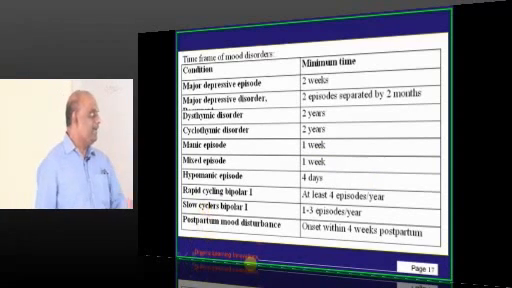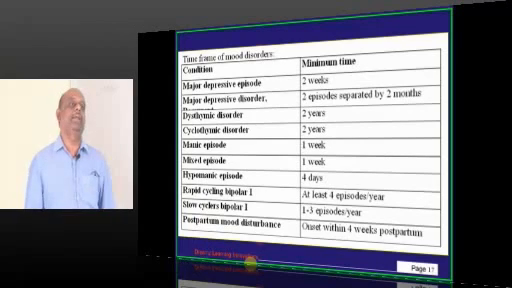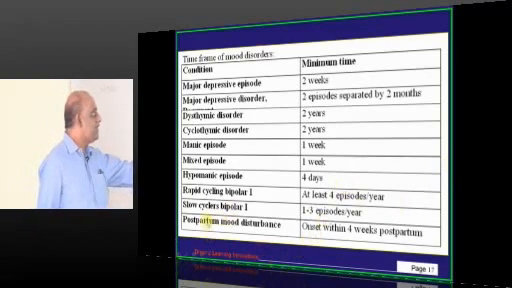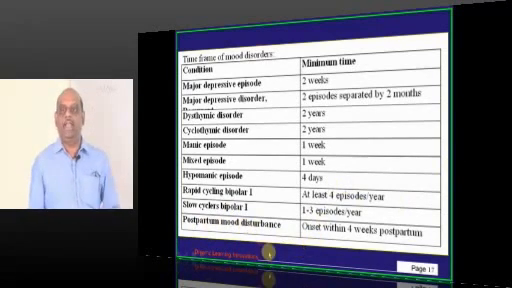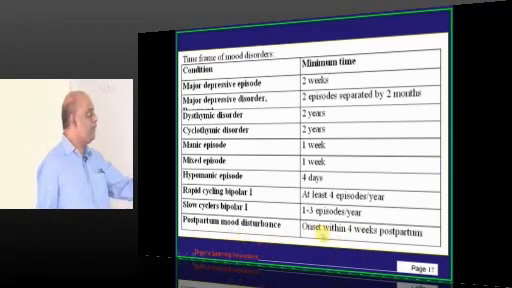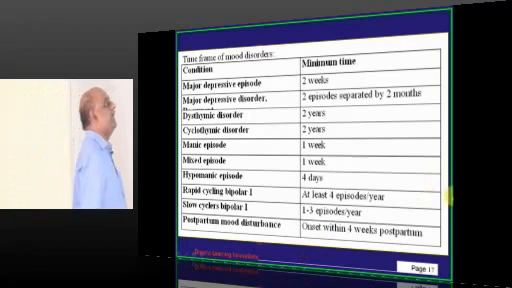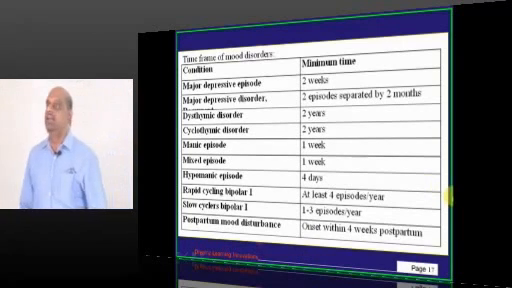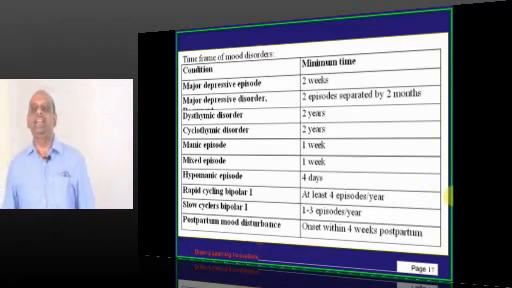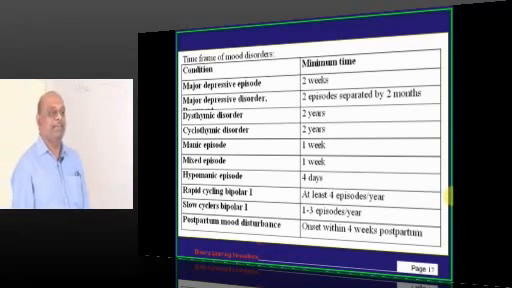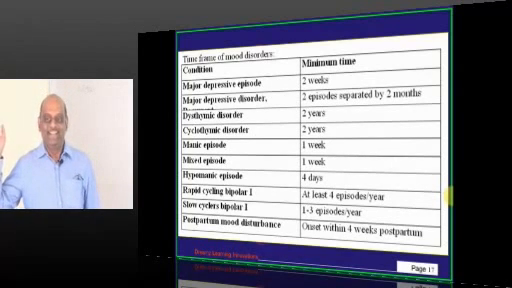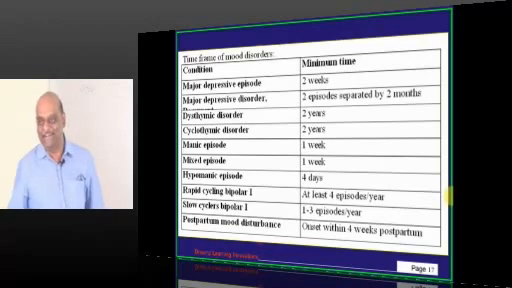Then rapid cycler means at least 4 episodes per year. And slow cyclers means 1 to 3 episodes per year. And postpartum mood disturbance means up to 4 weeks after delivery of the baby. You have a privilege to slap your husband and say, sorry dear, it's a postpartum mood disturbance, I could not help it. Beyond 4 weeks, he will go to the judge and say, I can't bear it anymore.